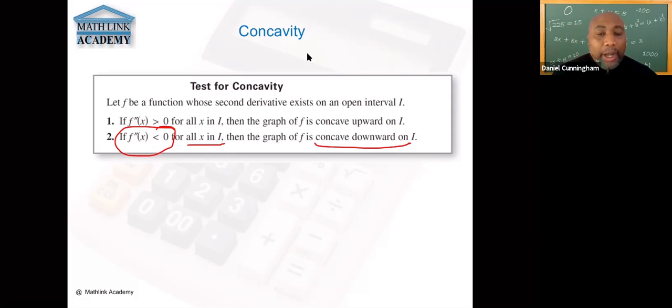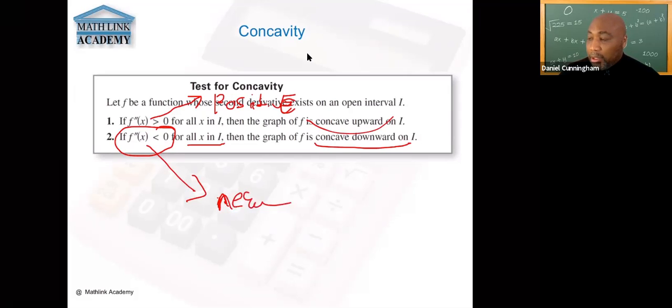The reason why we say greater than or less than 0 is that when the second derivative is positive, greater than 0, then it's concave up, and less than 0, we're talking about negative values. If it's negative values, then it's concave downward.